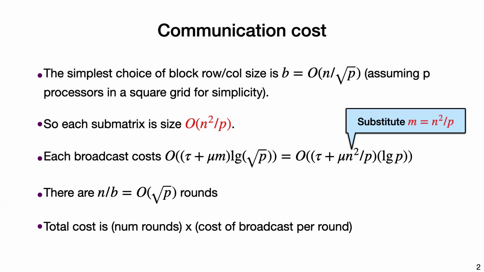So the broadcast analysis goes the same way. You take the message size, which is n squared over p, and you plug it into the broadcast time. So the broadcast time is tau plus mu m times log the number of processors you have. And tau and mu are always fixed. M is the message size, so it's n squared over p. And log root p is order log p.